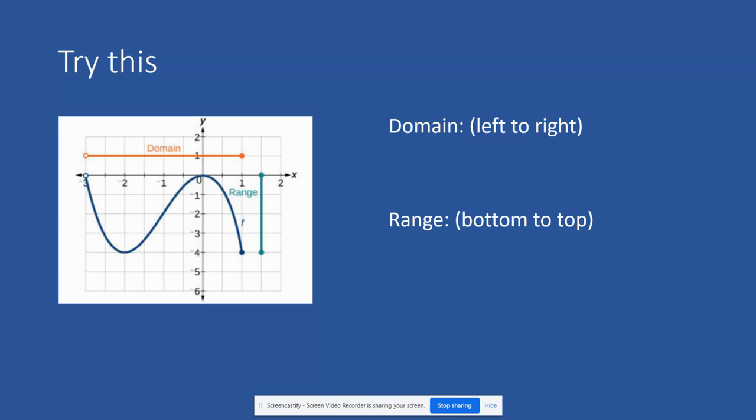So we're going to try this a little bit more. Domain and range for this graph. I would recommend you pause and try it yourself. We're going to practice both inequality notation and interval notation.